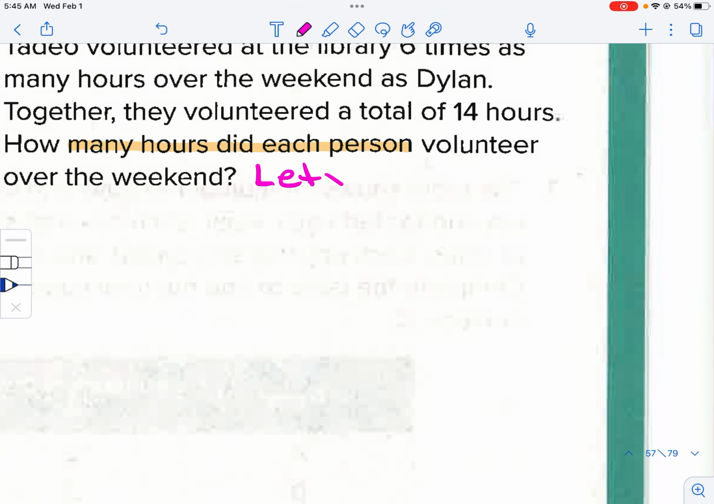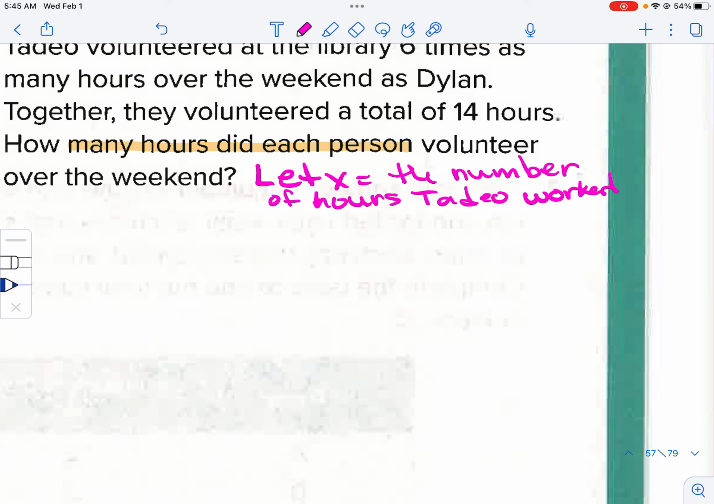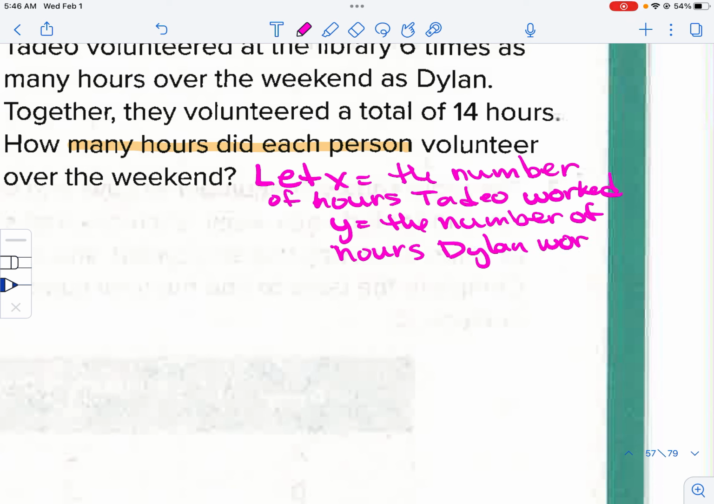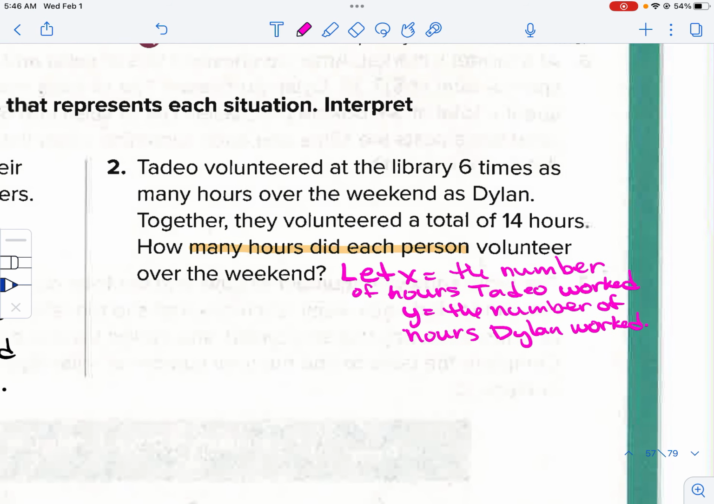So let x equal the number of hours Tadeo worked. Let y equal the number of hours Dylan worked. Okay, so now we have our x and our y. So let's go up here.